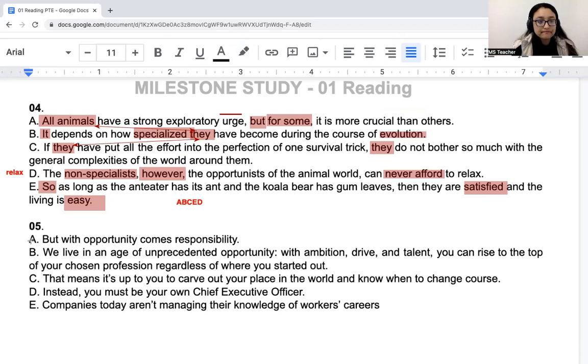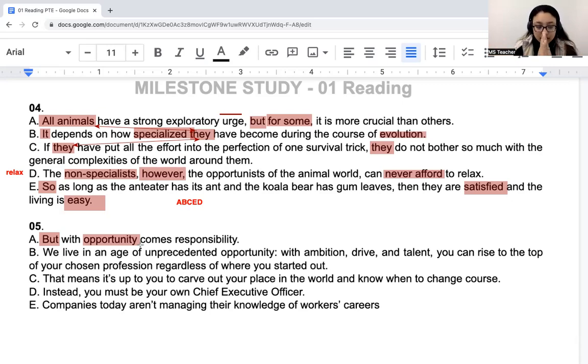But, big conjunction, but it contrasts the previous opinions, but with opportunity. But with opportunity comes responsibility. So what's an opportunity and what's the responsibility? If we find something that is related with the word opportunity and we find that there is some kind of responsibility or something that has to do with this sentence, but in a negative or positive.